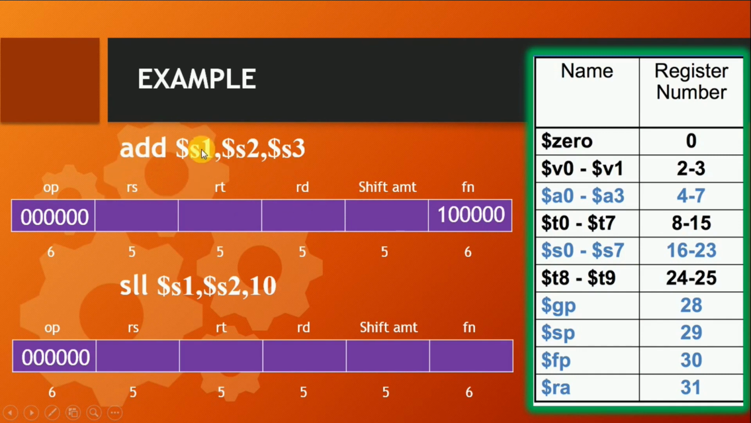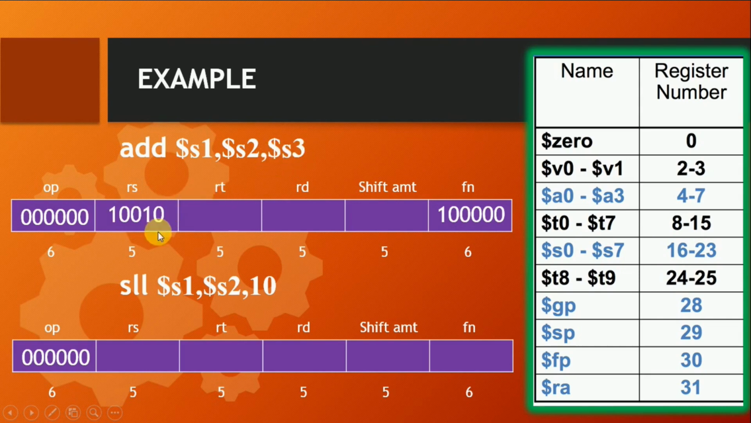So in this example, S1 is my destination register RD, S2 is the first source register RS, S3 is the second source register RT. Now I have to fill RS. RS is S2. So S2 has the register number 18. You can refer here. S0 is 16, so S1 is 17, S2 is 18. So I have to represent 18 in binary value here. So 16 plus 2, 18.